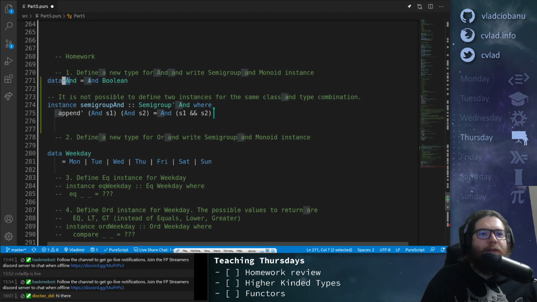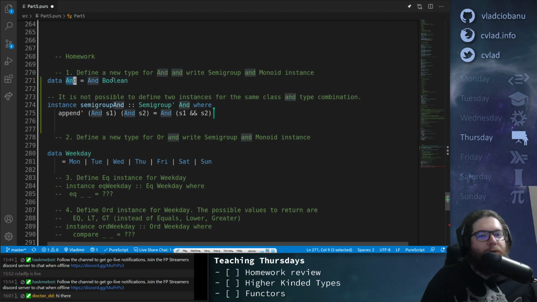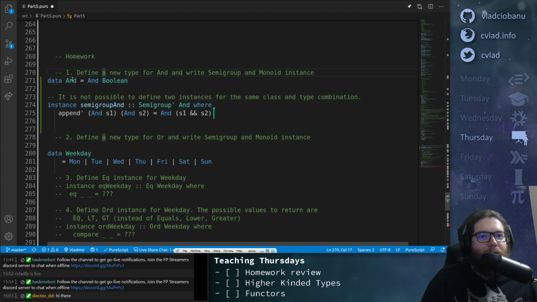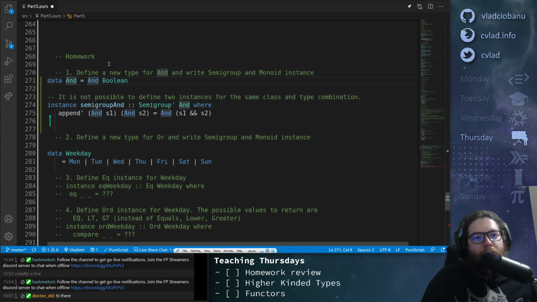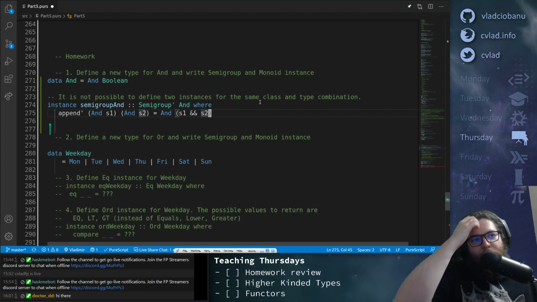This is basically giving the compiler one more piece of information: it's not a Boolean, it's an And, which is also sort of a Boolean, but you need to wrap or unwrap it. You unwrap on the left-hand side of the equals, and then you rewrap and work on the inner values to gain a single value. So yeah, that's totally correct.